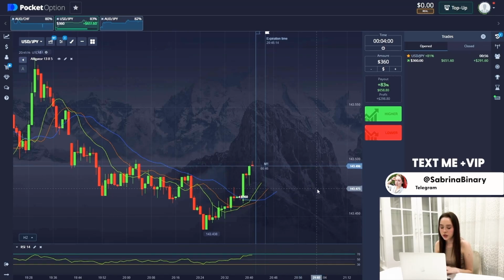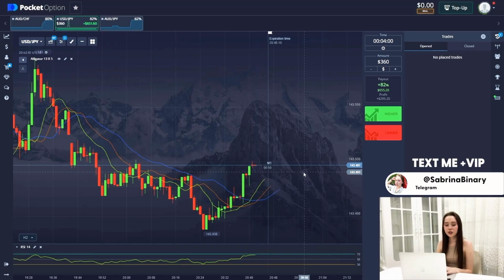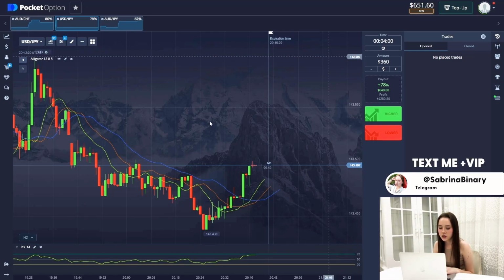Right now there is a huge gap thanks to which our deal will not fall into the red. But still, let's watch the further movement. And the second deal is also closed and the profit was $291.60. And you and I are moving on to the last currency pair for today.